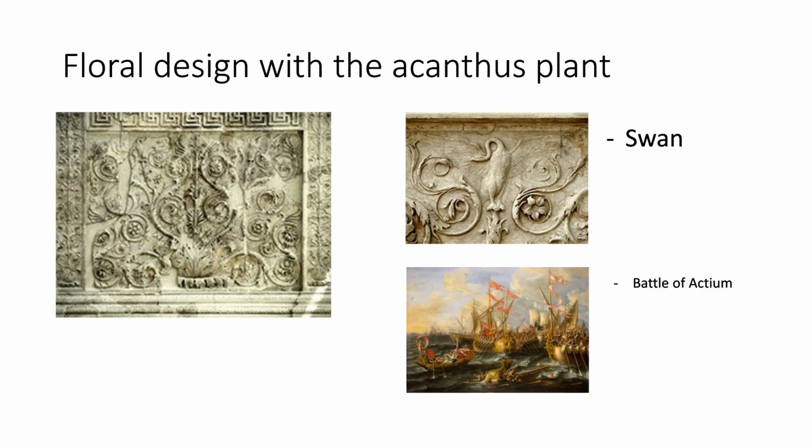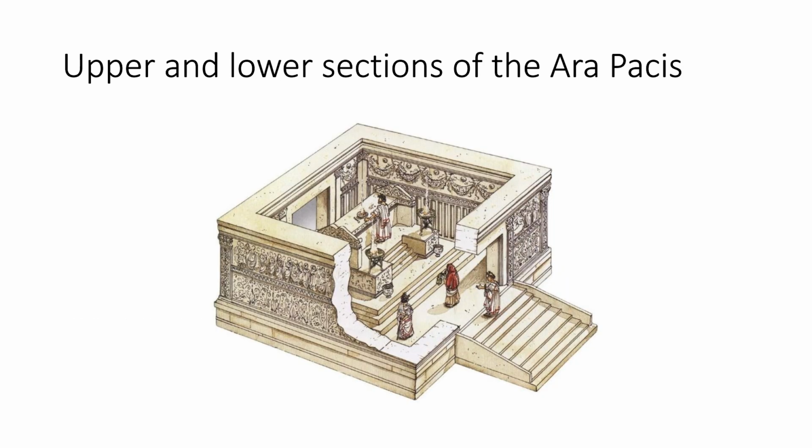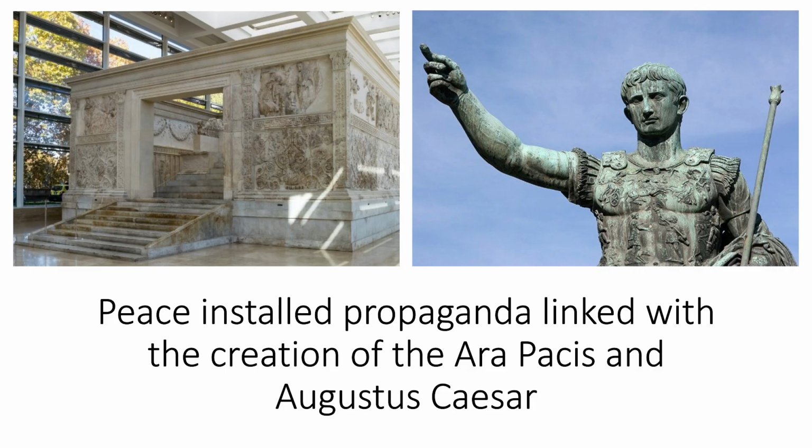Elaborate floral designs with acanthus plants and swans are also predominant, as swans were the symbol of Apollo, the god whom Augustus honored for his victory at Actium. The interior of the walls had an upper and lower section. The upper section symbolized sacrifice, garlands, liberation, and skulls. The lower section had a marble design representing the temporary wooden structure erected before the altar was finished.